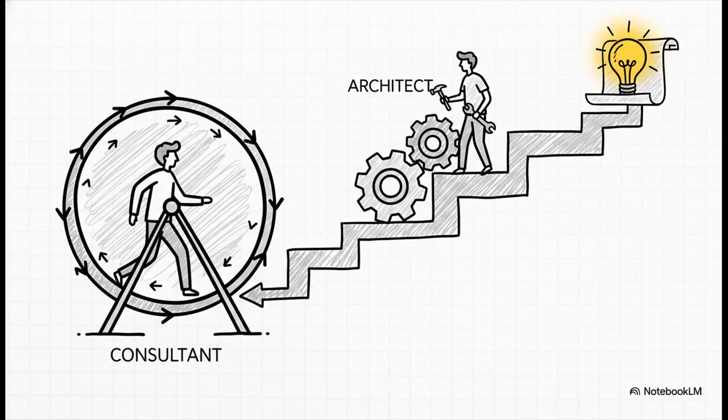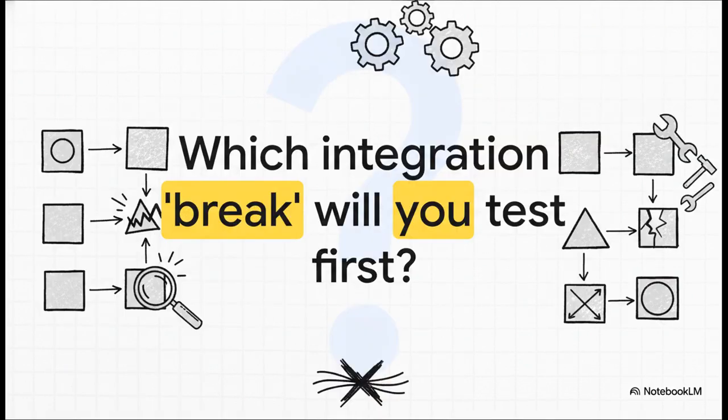And that's really the bottom line here. Stop testing the happy path. Start testing the integrations. Intentionally go looking for the breaking points. Because when you finally understand why it breaks, that's when you truly understand the entire system. That is how you go from being a good consultant to a great solution architect. So I'll leave you with this question. Which integrations break are you going to go test first? Think about it. Go find those weak spots.